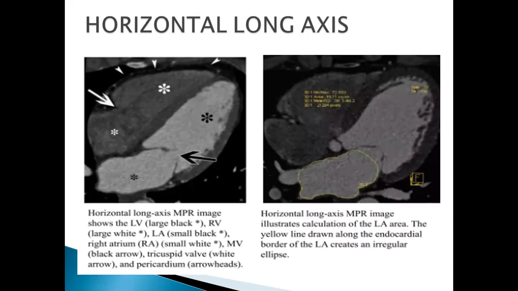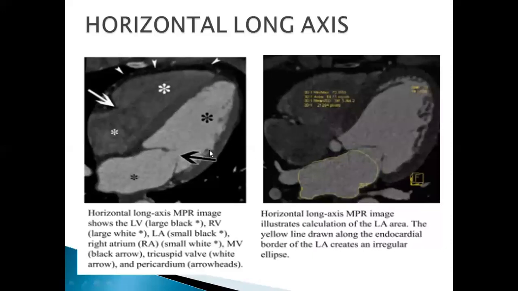This is a horizontal long axis. These are just MPR images. So the horizontal long axis is going to show you actually all the chambers of the heart. You'll be able to see the left ventricle, the left atrium, the right ventricle, and the right atrium. And then you can already see the left ventricle, which is this one, the big black star here. You can already visually see the wall around it that is going like that.